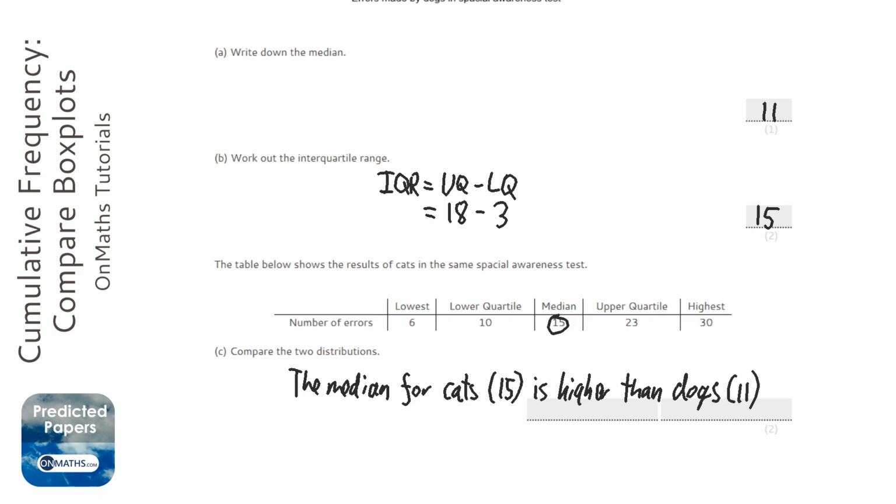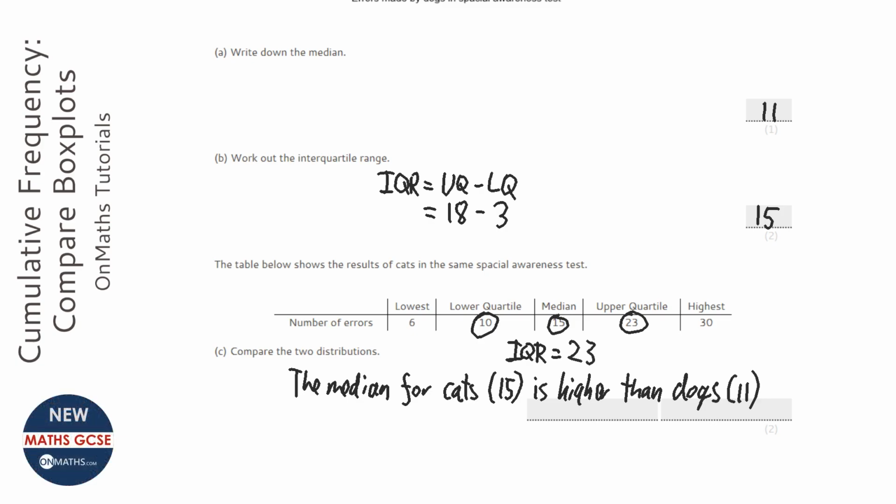Okay, the interquartile range for the cats is 23 and for the dogs is 15. And the next thing you need to compare is a range. Now you could pick the overall range, or it's probably easier just using the interquartile range, and I've just done that wrong because the interquartile range for the cats obviously would be 23 take away 10, which is 13. That's very different. Right, so for the cats it's 13, for the dogs it's 15.